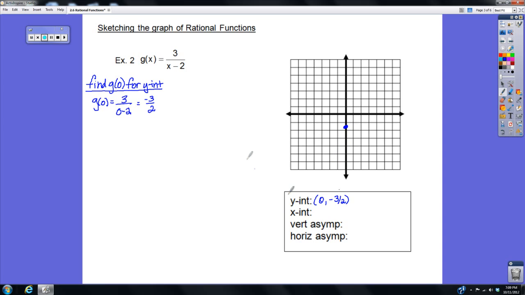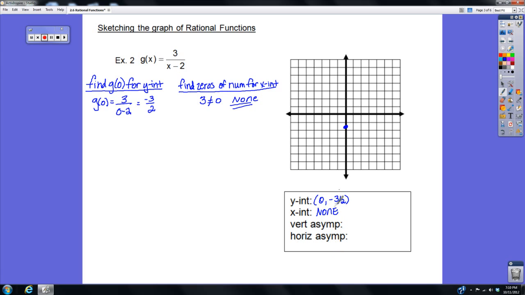To find the x-intercept, we find the zeros of the numerator. That means we set the numerator equal to 0. Well, the numerator is 3. If I set 3 equal to 0, there's nothing to solve there. 3 cannot equal 0. So there is none. There's no x-intercept. That means this graph is not going to cross the x-axis.